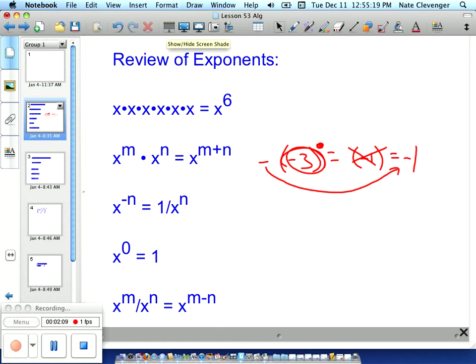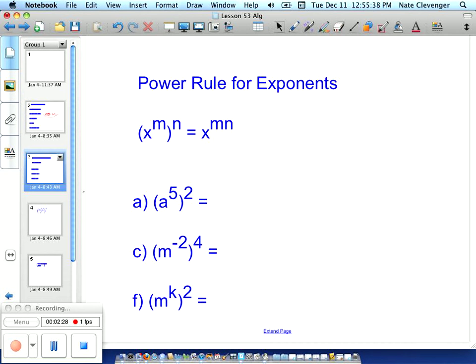All right. Then we have division. If you have x to the m over x to the n, then when you move that n up, you subtract it from the existing one. Okay, these are all rules that we have covered already. These are just the different forms.